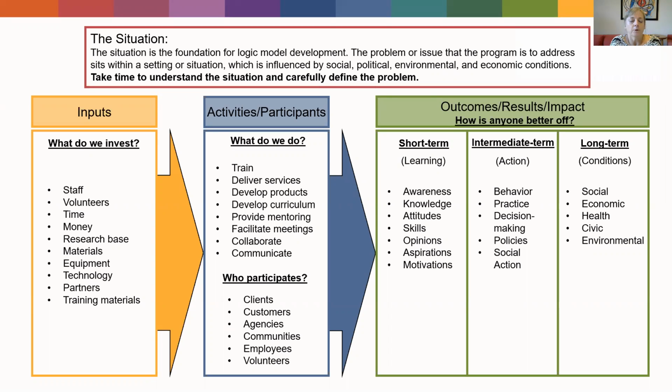And this shows a more formal template of a logic model. So we have our inputs, and with our inputs, we're asking ourselves, what do we invest? And these are just some ideas. The bullets are not an exhaustive list, but just prompts. We have staff, volunteers, time, money, etc.